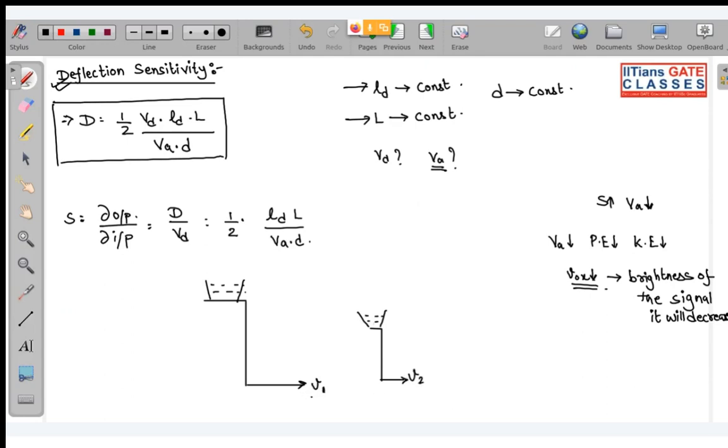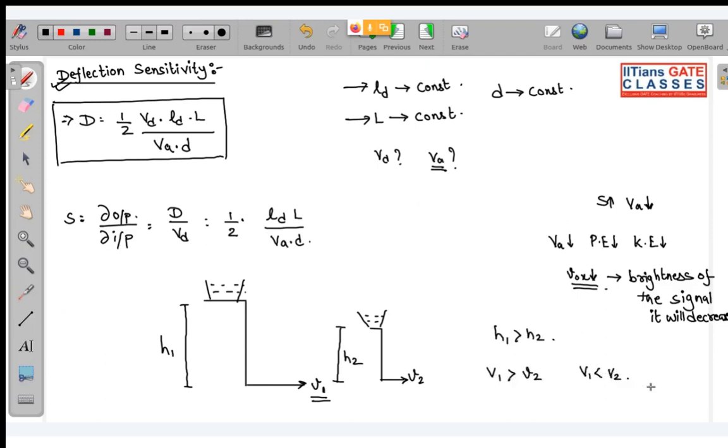So this is your water kept overhead, meaning in a tank. Over here, this is H1, this is H2. H1 is greater than H2. What will be the case of V1? V1 greater than V2, or V1 less than V2?